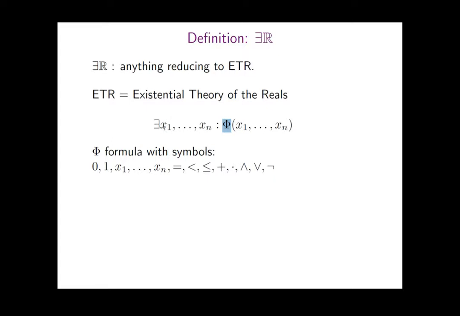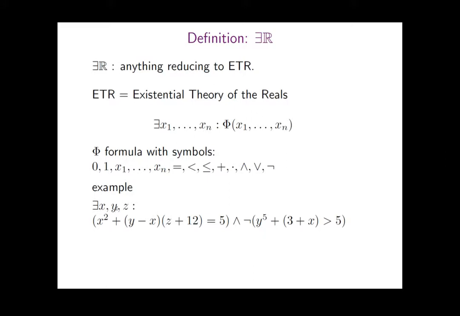So this is where the name comes from. We ask for the existence of real variables satisfying a certain formula. And now the question is, what can this formula have? This formula is any well-formed formula which consists of the constants 0 and 1, any variables you like. You're allowed to have equations, inequalities, arithmetic operations, and logical operations: and, or, not.